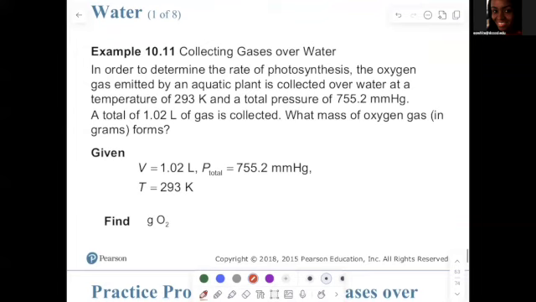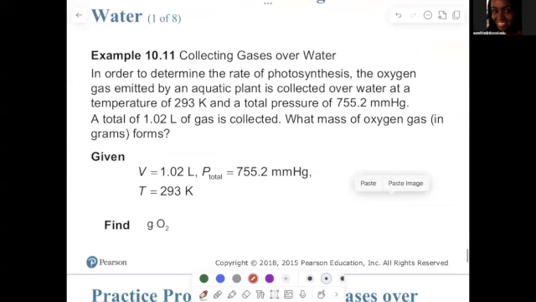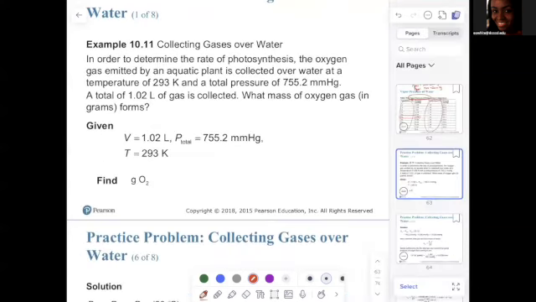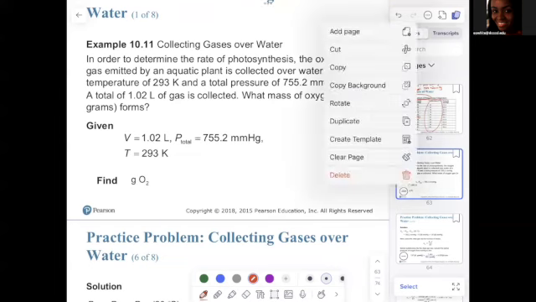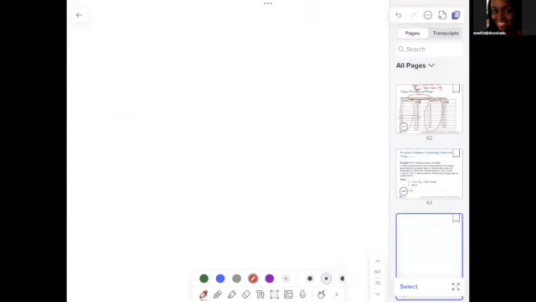Okay, let's work on this next problem right here. We're doing good, guys. We're doing good. I'm mostly encouraging myself to hang in there. Okay, let's work on this next problem right here. I'm going to add a page and then we will work on this.